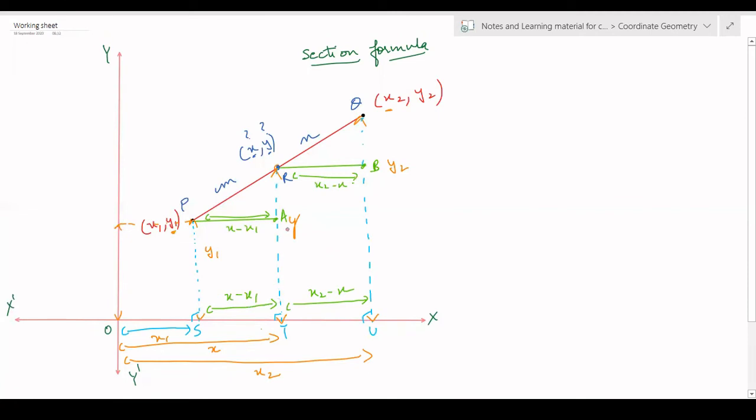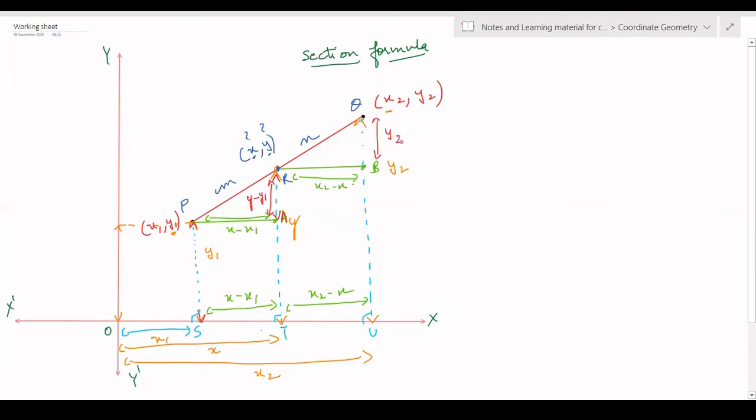Coming to this side, for this RA distance, the whole distance is y, and this distance is y1. So this distance becomes y minus y1. This distance is y2 minus the distance y, so y2 minus y becomes this distance.